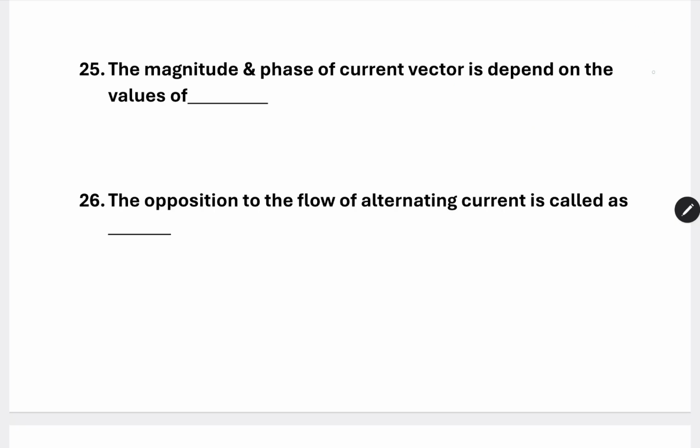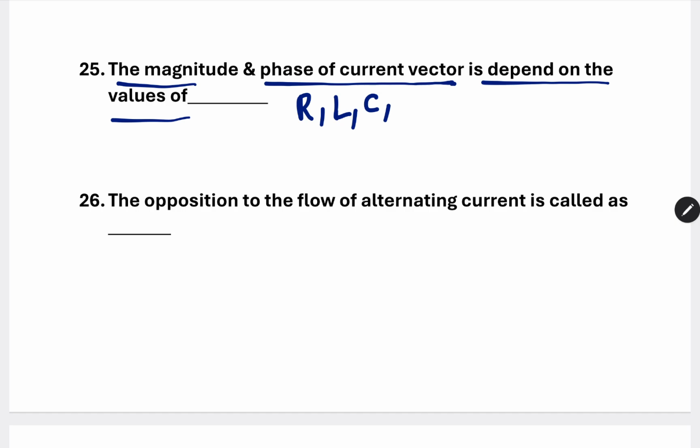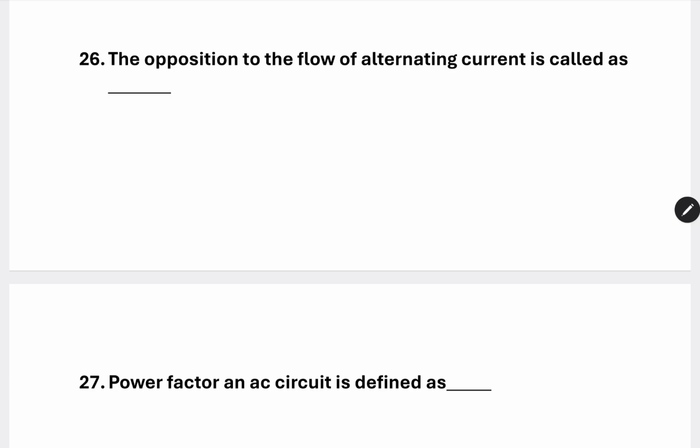Next, question number 25. The magnitude and phase of the current vector depends upon the values of dash. So it depends upon the resistance, the inductance, the capacitance value, and the frequency also. Question number 26. The opposition to the flow of alternating current is called impedance. So impedance represents the opposition to the flow of current.